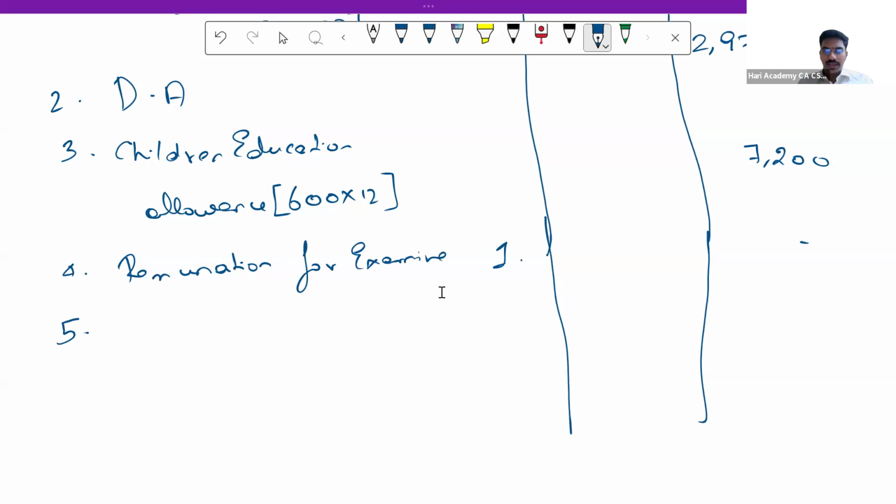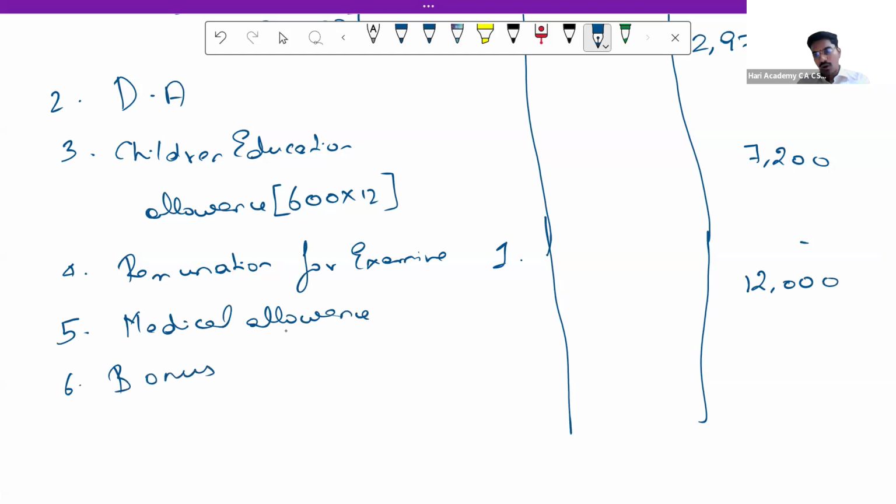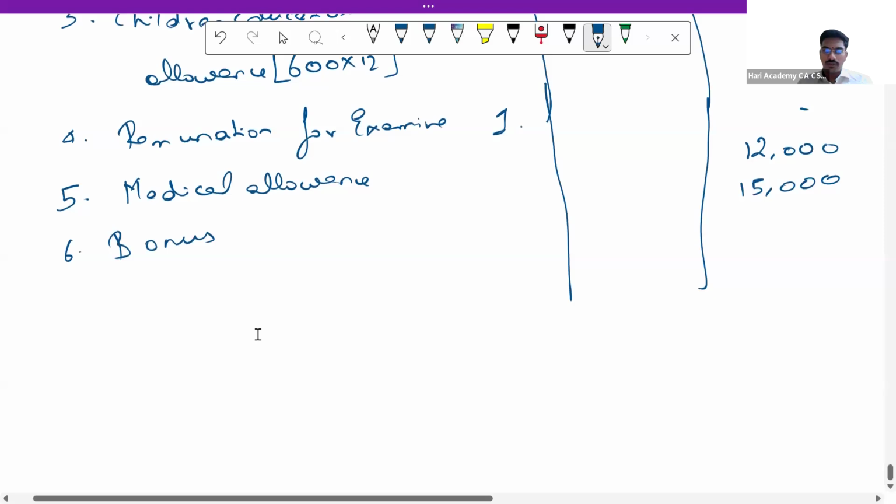Okay. Next is medical allowance of 1,000 per month and a bonus of 15,000 per annum. Medical allowance of 1,000 per month is going to be 12,000. Then bonus of 15,000 per annum, which is also fully taxable. Next, the employer provided furnished free accommodation in Kolkata. The fair rental value of the house was 14,500, and it was furnished with furniture costing rupees 50,000.